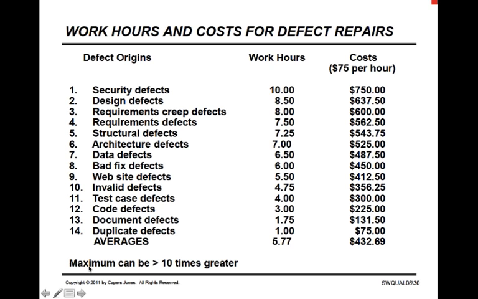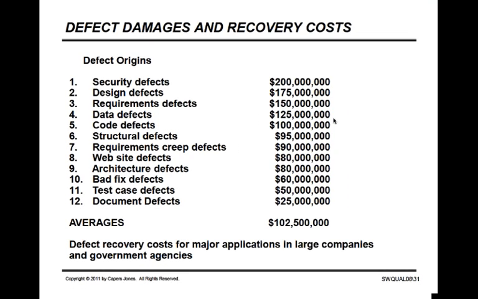And you'll notice here that he says these are averages, okay? He says maximums can be greater than 10 times greater than these. But the one that really got my attention was the slide on the defect damages and recovery costs. Like for the averages here, security defects are about $200 million. They're the largest because they have penalties involved, and usually you have litigation involved as well. But you can see that some of these can get extremely large when they really go wild.